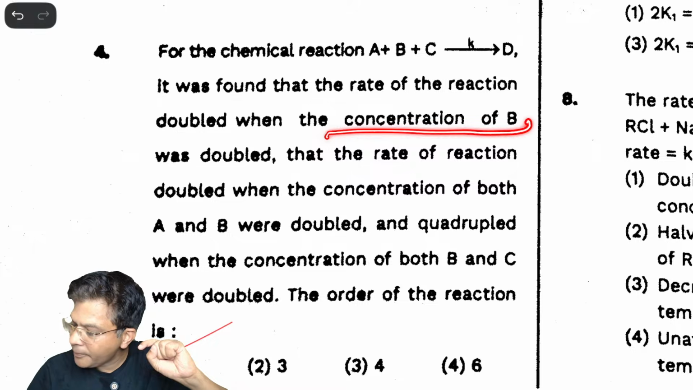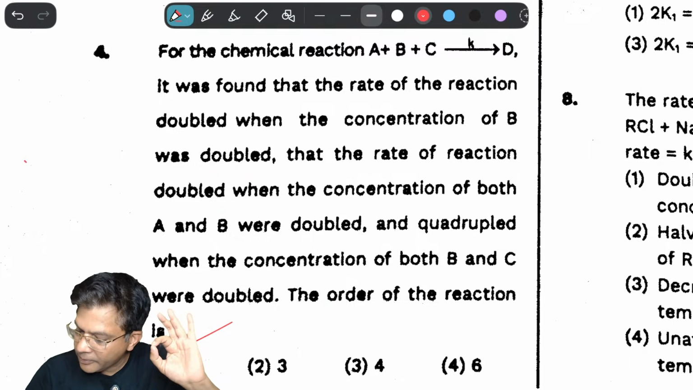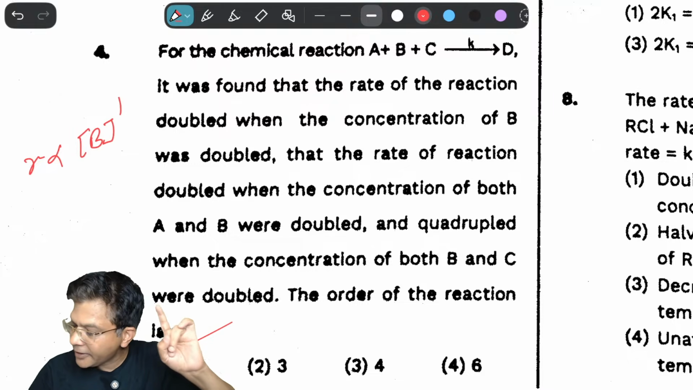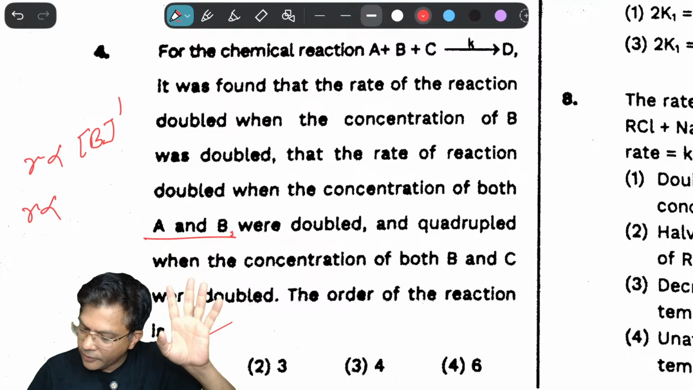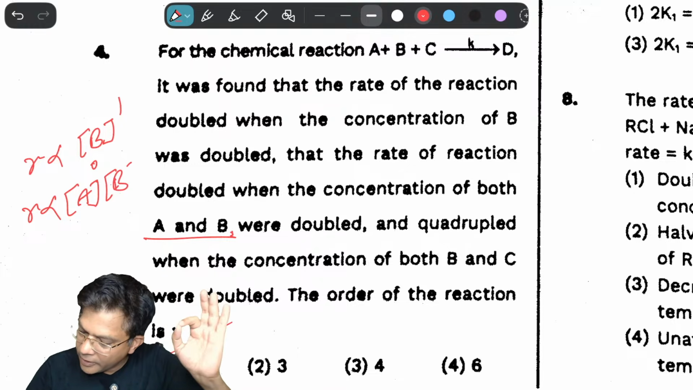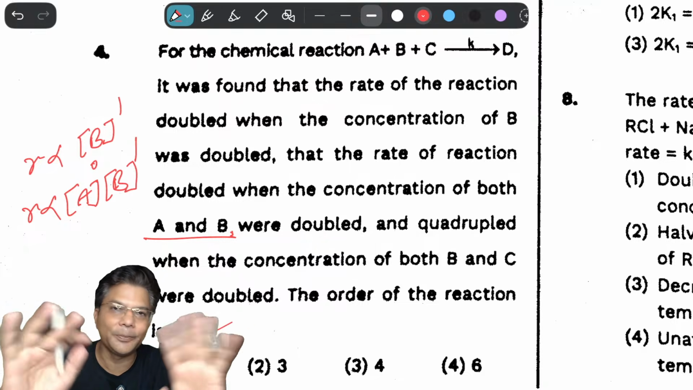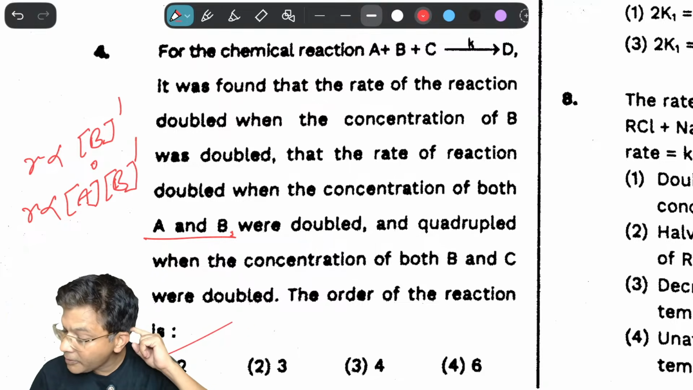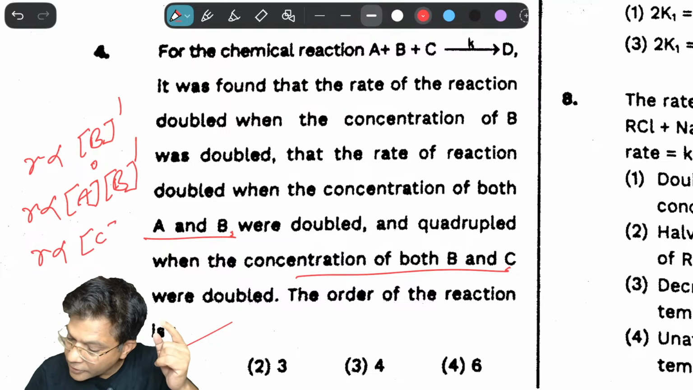Now see what they're saying. When the concentration of B was doubled, the rate of reaction got doubled. That means it is directly proportional to B. That means rate is directly proportional to the concentration of B raised to power 1. The rate of reaction doubled when the concentration of both A and B doubled. A, it is irrespective of A. A, you are not going to decide the rate, because when your concentration got doubled, there was no change in the rate. So it is not dependent on you. Now, the rate quadruples when the concentration of B and C is doubled. Oh ho! So rate is directly proportional to the concentration of C also.